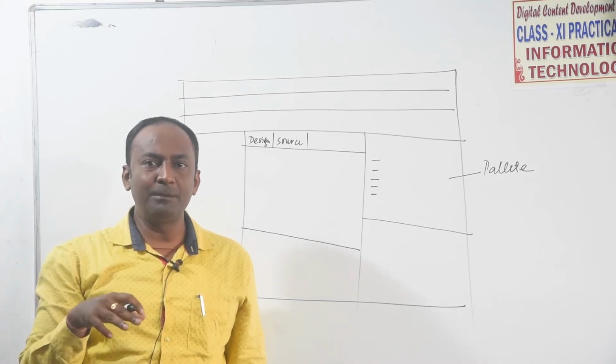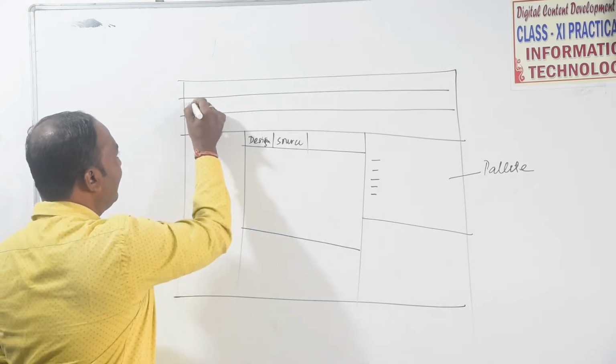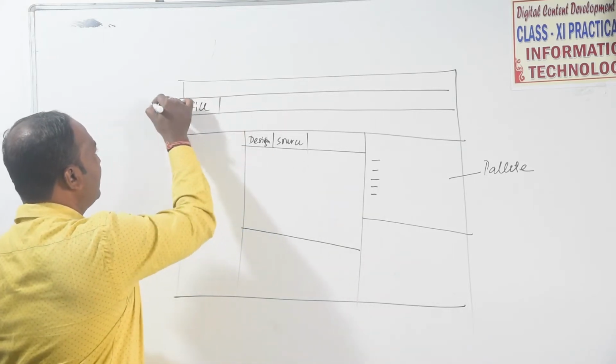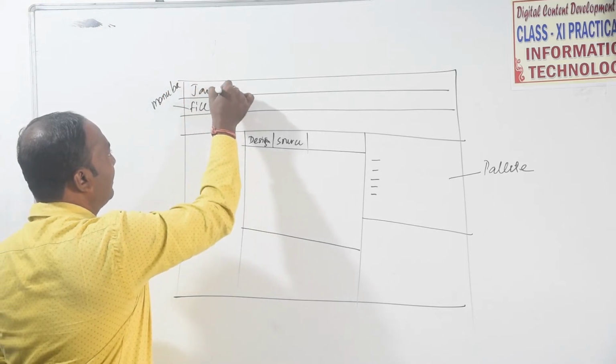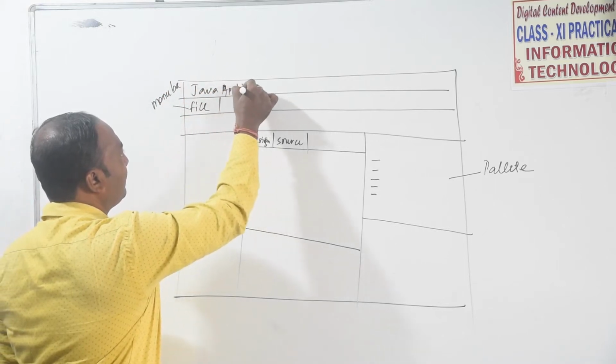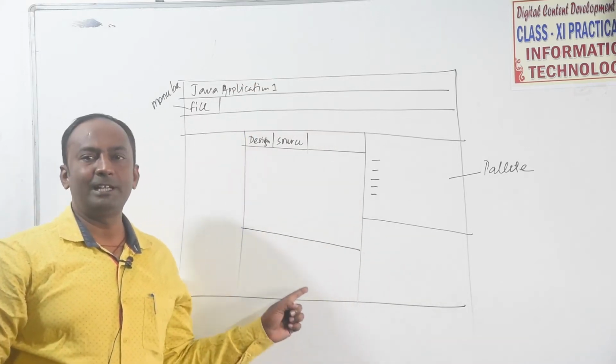So for creating the simple interest program, we first have to click on File. Here is the File, this is the menu bar, and this is Java application 1. So this total is the software that is NetBeans IDE.